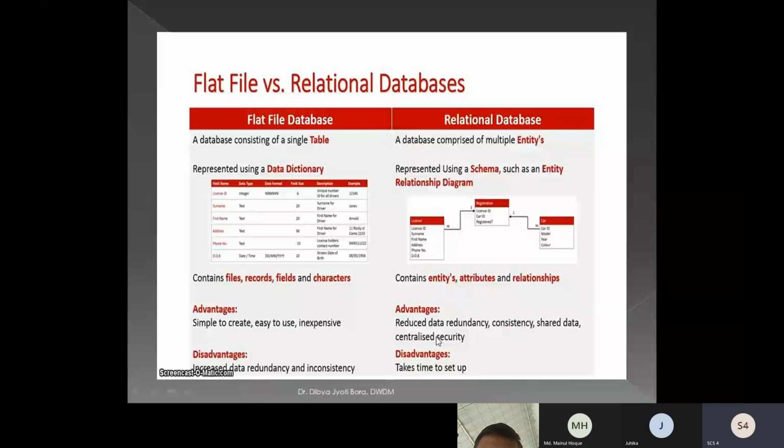So this thing I assume that you already know about: first normal form, second normal form, third normal form, then BCNF, then fourth normal form, then fifth normal form, and these things. So this helps us to reduce the data redundancy.